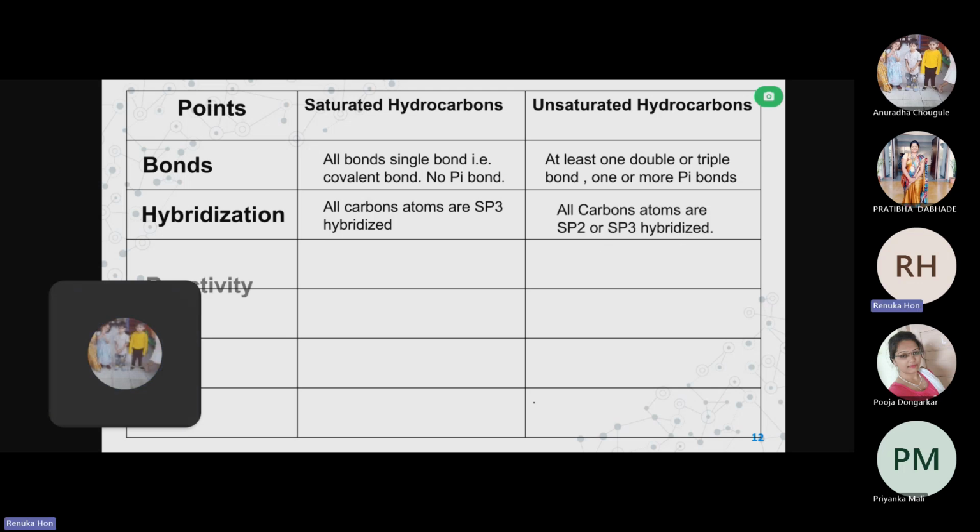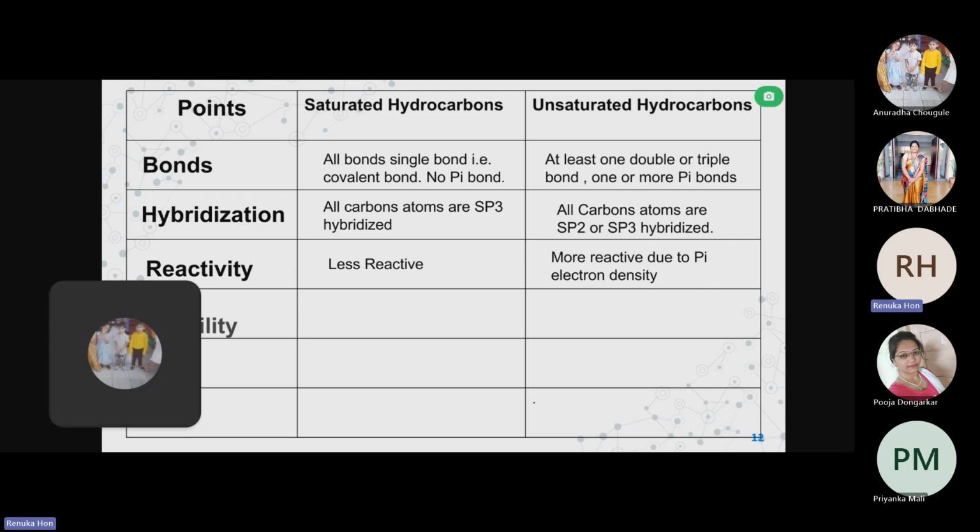For reactivity, what is the difference between reactivity in saturated and unsaturated? Saturated hydrocarbons are less reactive than unsaturated hydrocarbons. Unsaturated hydrocarbons are more reactive because of that pi bond. Very good.